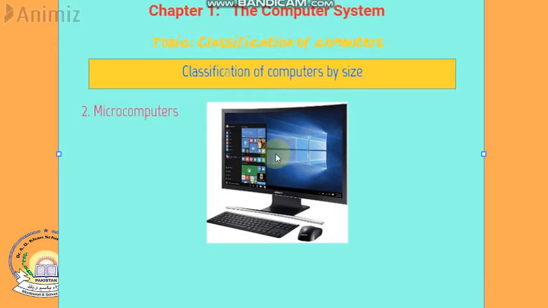So the desktop computers that you see in this picture are used in most offices, schools, colleges, and homes. They are called microcomputers. They are also called PCs. Sometimes people use it for PCs, which means personal computers, because one person can use them at a time. So this is a microcomputer.